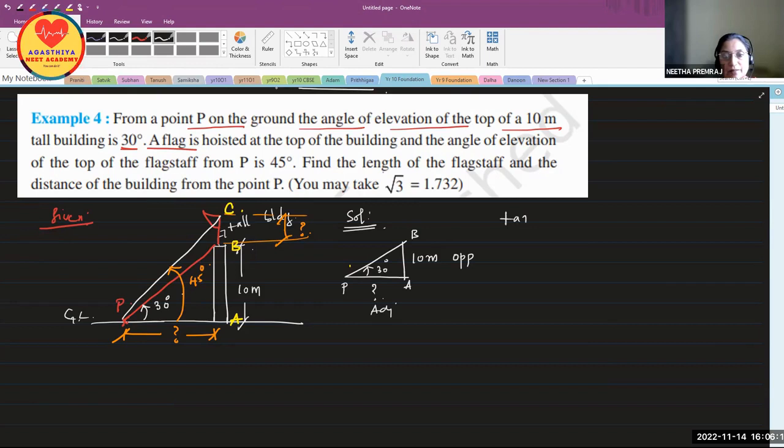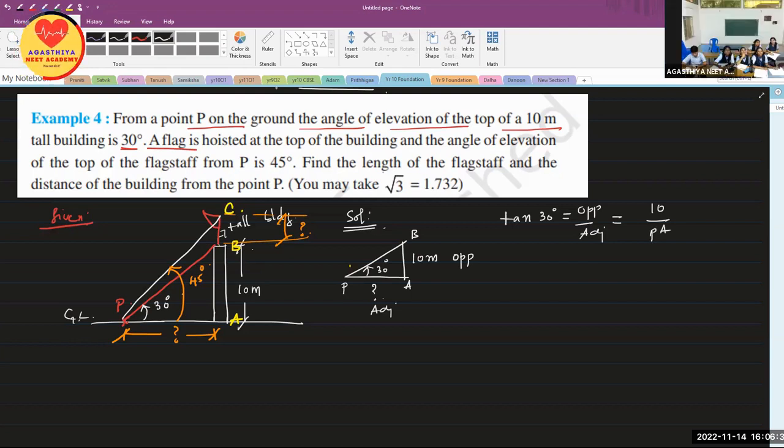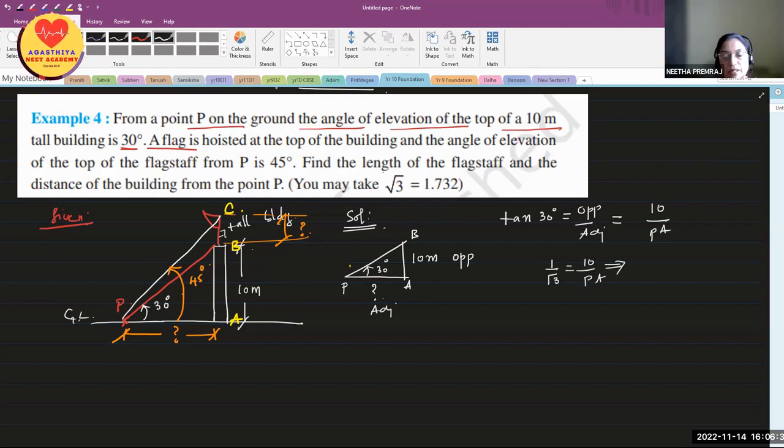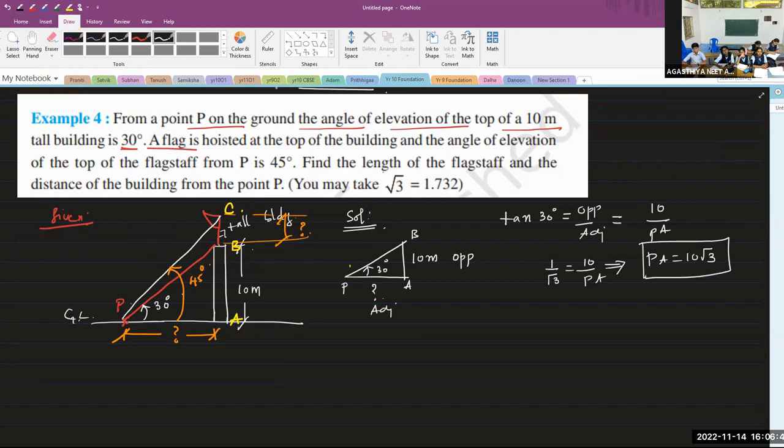So tan 30 is equal to opposite by adjacent, that is equal to 10 divided by PA. What is tan 30? 1 by root 3 is equal to 10 by PA. So PA is equal to 10 root 3 meter.